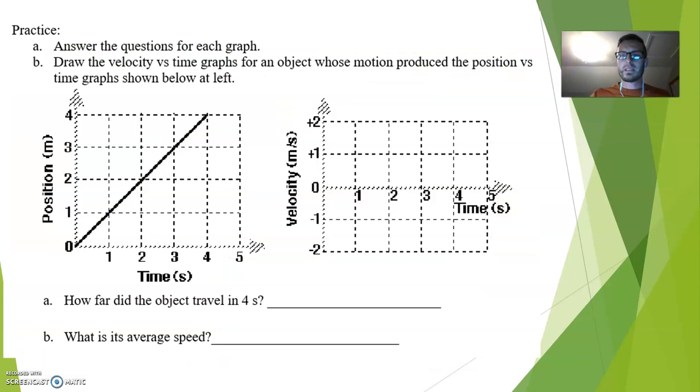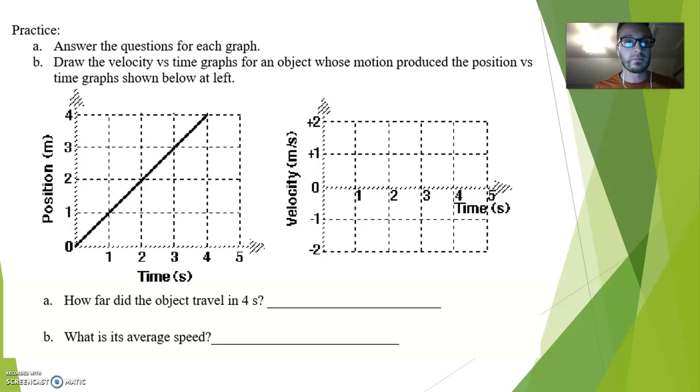So let's consider this as we look at some position time graphs and translate them into velocity time graphs. The first one says, how far did the object travel in 4 seconds? This is a pretty easy one. I don't mean to patronize you with this. But if we start at a position of 0 meters and at a time of 4 seconds we get to a position of 4 meters, then you traveled 4 meters in 4 seconds. Not rocket science.